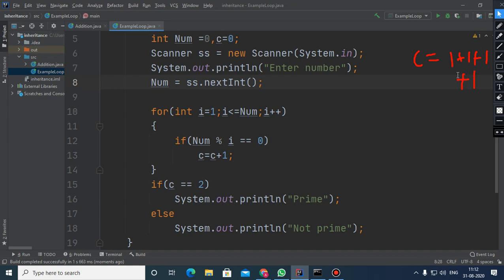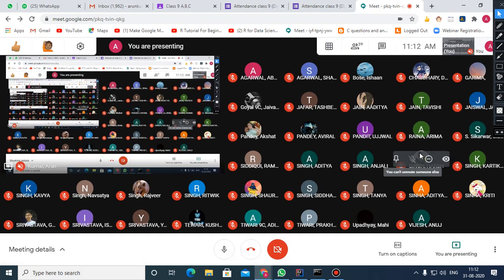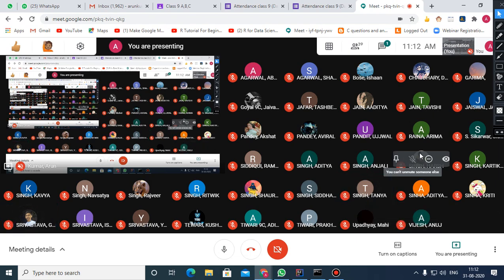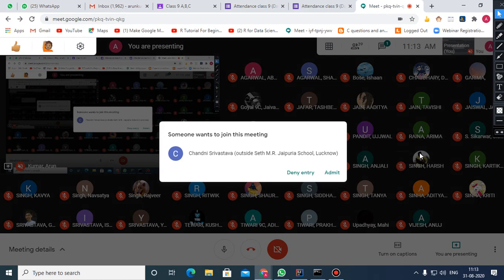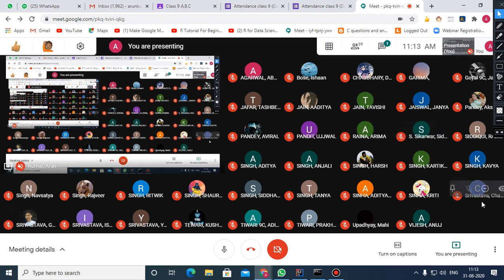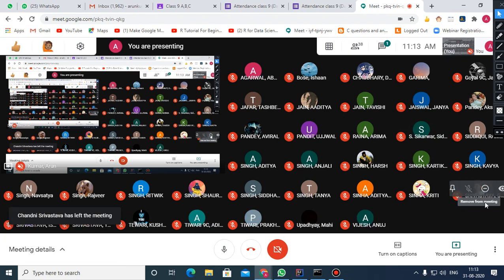Any doubt? Class 9th, any doubt? Tanya Singh? Okay. Aditya Jain? Chandni Shrivastava, beta, you are not allowed to join the session without Jaipuria ID. So I request you to leave and join us again using your Jaipuria ID.